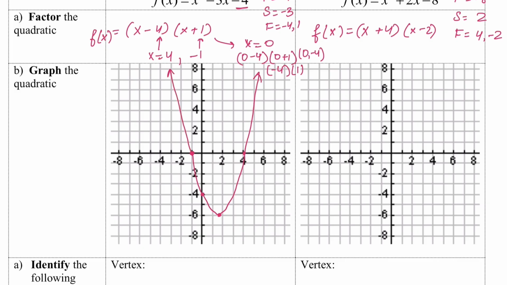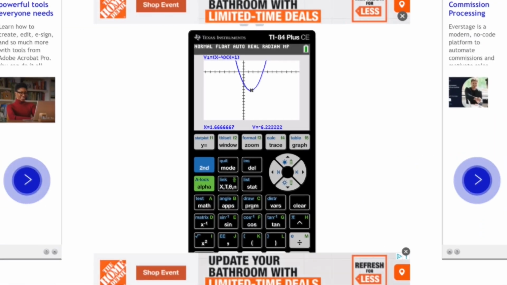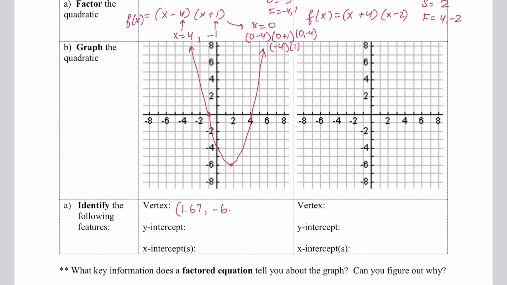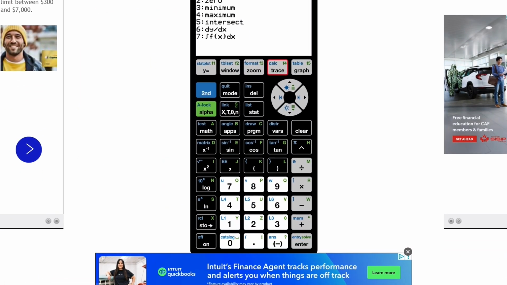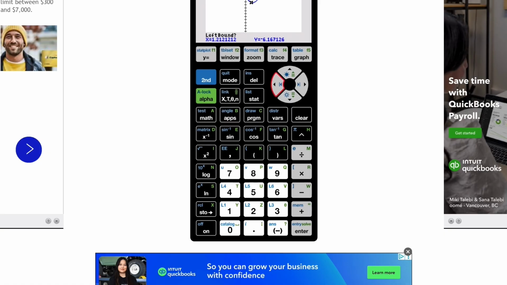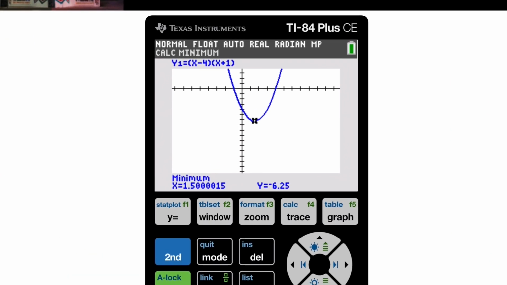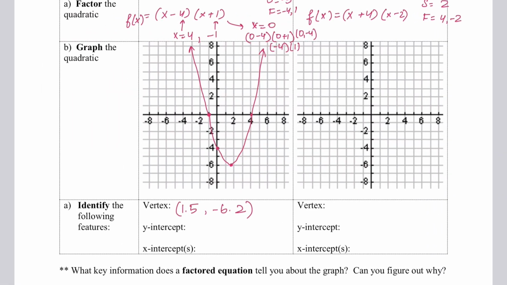Okay, so that's our graph, and the vertex we found was 1.67, -6.67 was it? Let me just check. No, it was -6.2. Let's check again. Second trace 3. That's my left bound. That's my right bound. That's my guess. Oh, yeah, I accidentally clicked the trace button, so it's actually 1.5 and 6.25. So we'll just change that, 1.5 and negative 6.25.